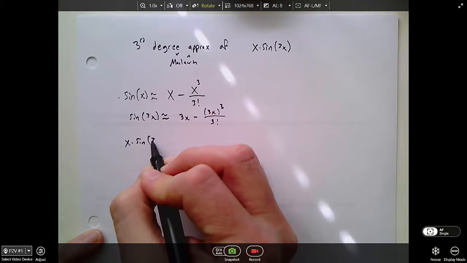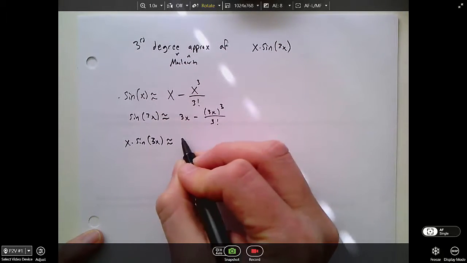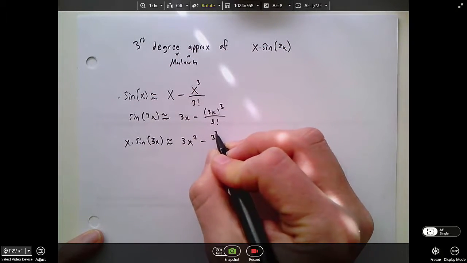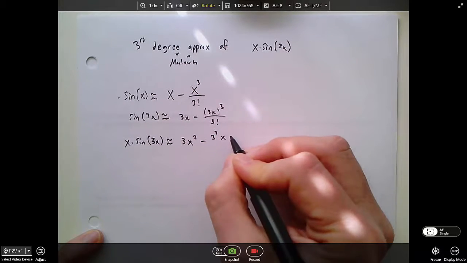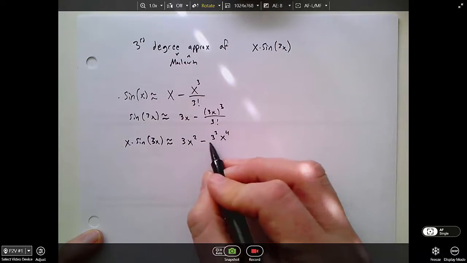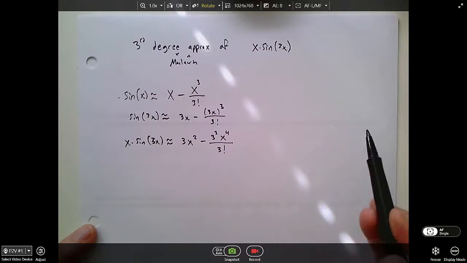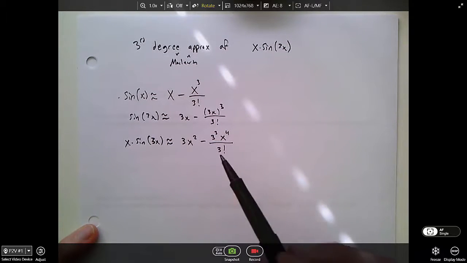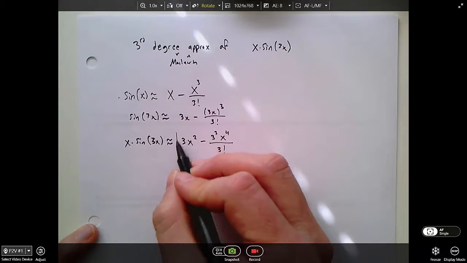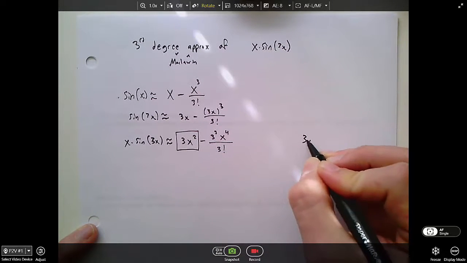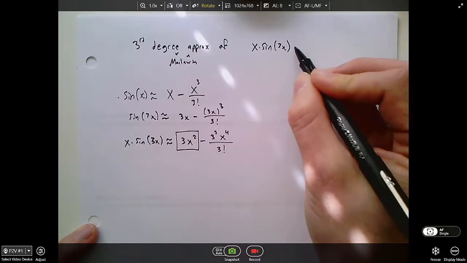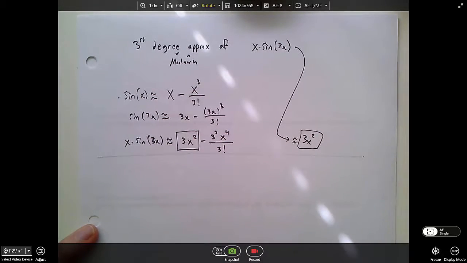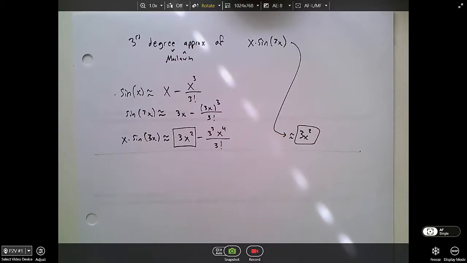So x sine 3x is going to be approximately 3x squared minus 3 cubed. It would have been x cubed, but I'm multiplying by another x, so that's x to the 4th over 3 factorial. Well, this is already too many terms. This is a 4th degree approximation, so the 3rd degree approximation is just this one. So the answer is 3x squared. Ta-da!